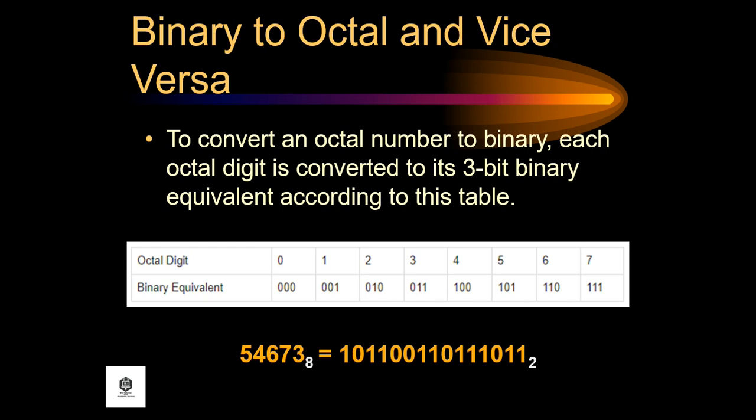So, the equivalent binary number of octal 54673 is 101100110111011 in binary.